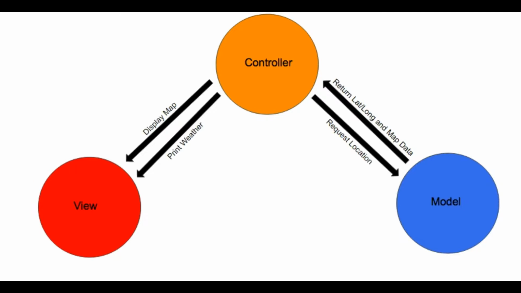Once the controller has the information, it's able to send it to the view portion. In this case, it's the detail view of my application, and this is what allows the application to both display the map of the area as well as print out the weather conditions for that particular area. Like I said, not too difficult to understand, but behind the scenes there's a lot going on, and this helps simplify it a little bit.